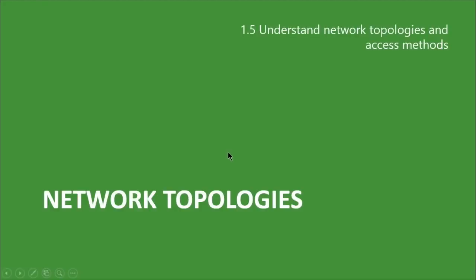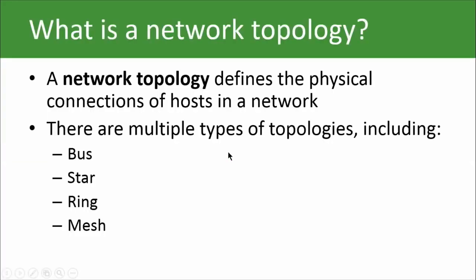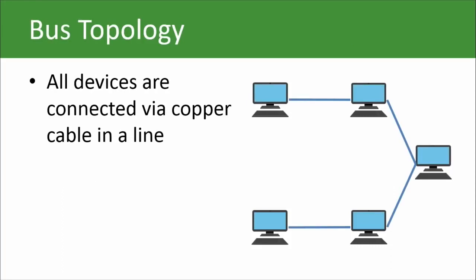All right. Let's move forward. Network topologies. A network topology just defines the physical connections of hosts in a network. And there are multiple types of these topologies, right? We've got bus, star, ring, and mesh. I'm going to go ahead and show you each of those right now and talk about how they function.